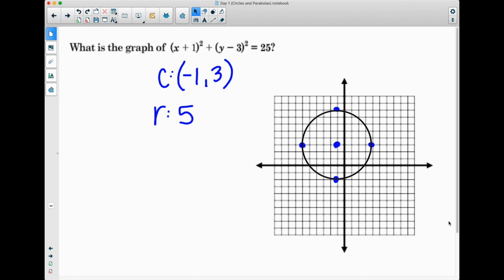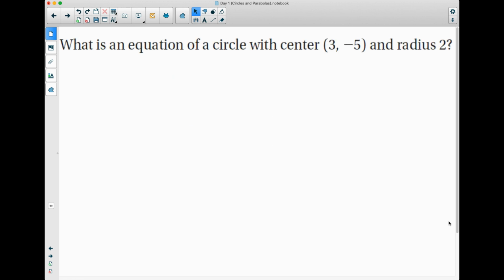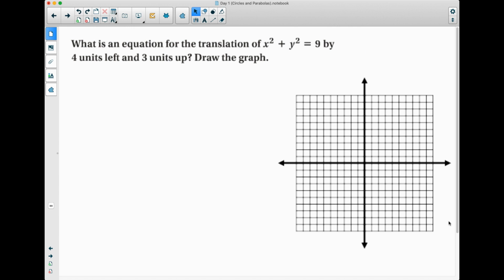Any questions on this? Okay, let's do one of these. So we are moving the graph. This is back on your normal notes. The equation is x squared plus y squared equals 9, but we moved 4 units to the left and 3 units up.